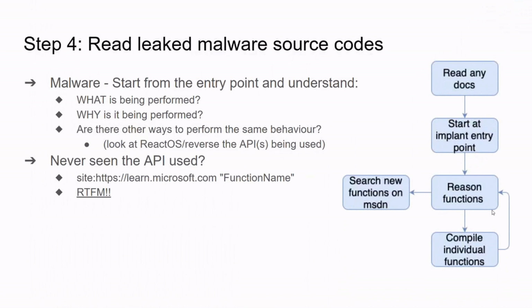The fourth step, which has been incredibly useful for me, is to read leaked malware source code. There are plenty of times you'll see disgruntled employees of, for example, Conti or whatnot, or you'll see those source codes being posted on the internet, and you want to be able to look at that source code, start at the entry point, and answer some specific questions like what is being performed and why is it being performed, and you want to go through the source code and slowly understand.